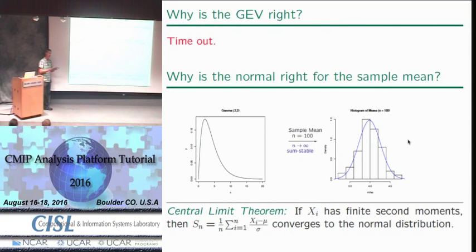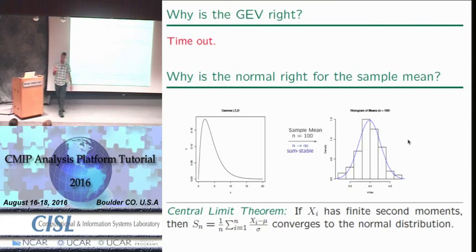Why is the GEV right? Well, let's not think about extremes for a second. Let's think about the center of the distribution. Why is the normal right for the distribution of the sample mean? The answer to that is the central limit theorem. The central limit theorem says if you start with a distribution, you draw a sample from it, you calculate the mean from that sample, and you plot the sample mean, and then you do that over and over again, the distribution of the sample mean converges to a normal distribution.